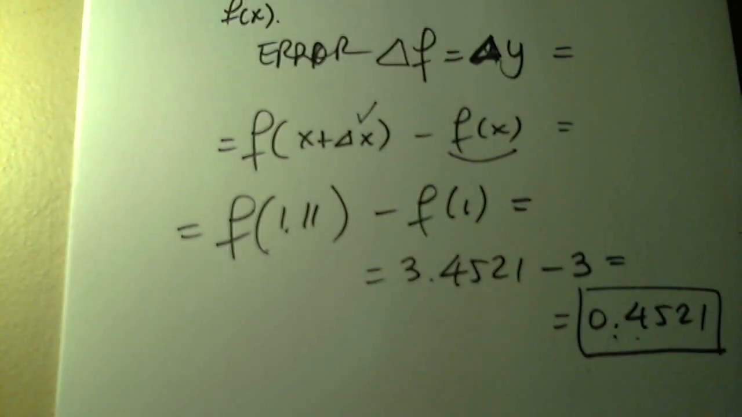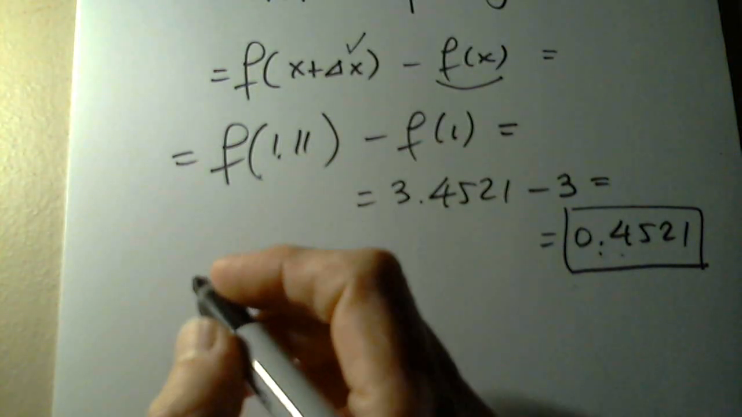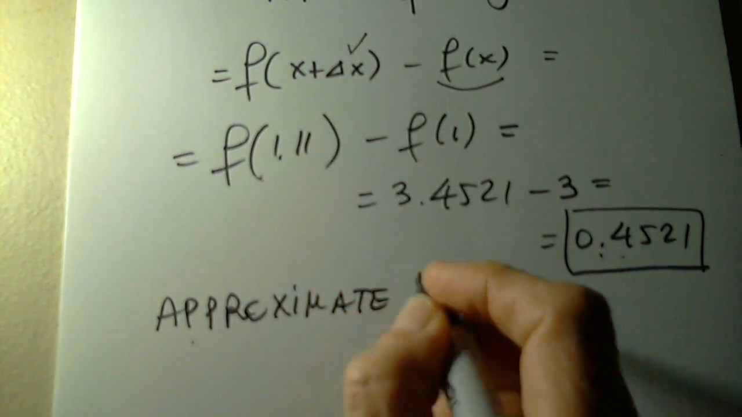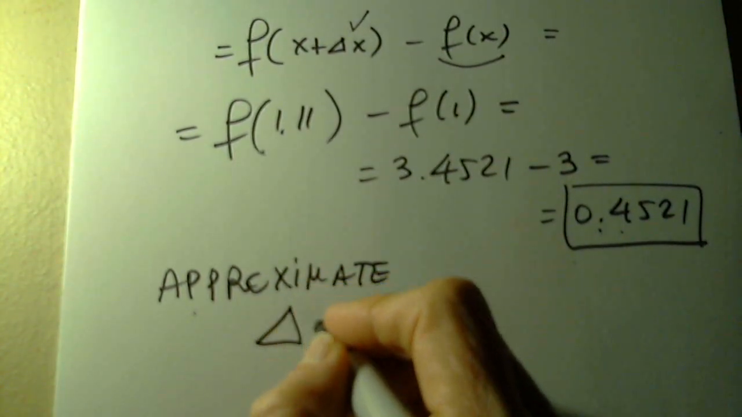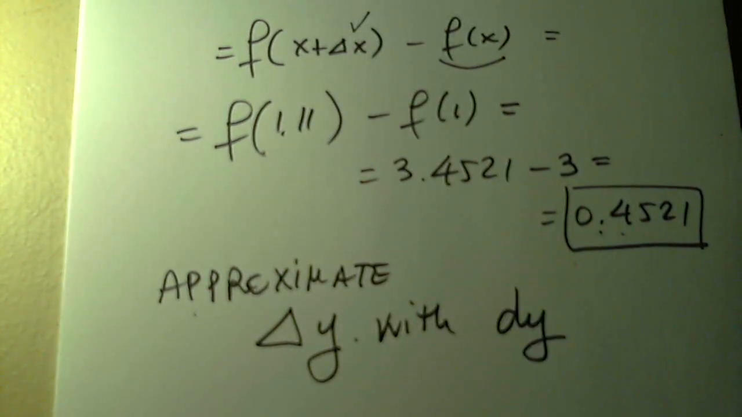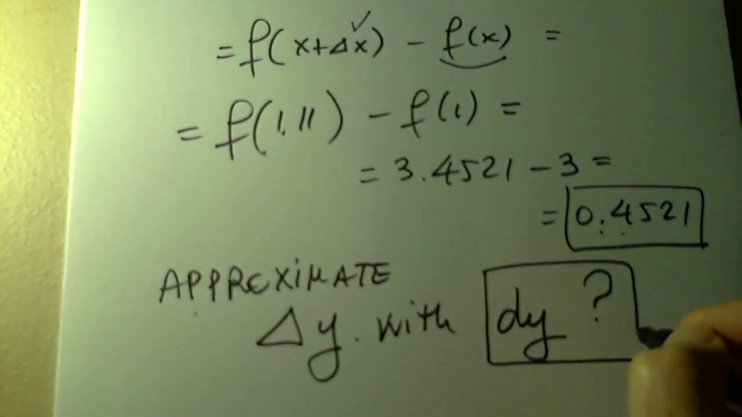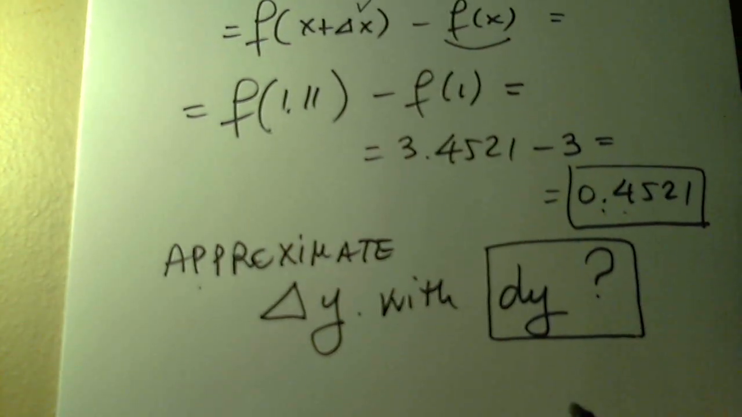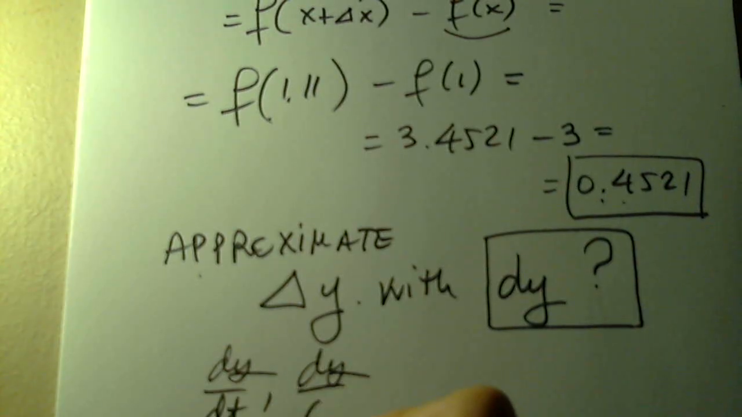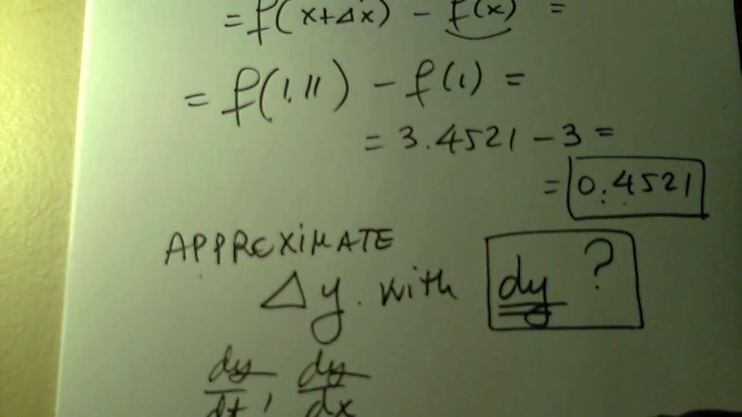Of course, this is not what we really want to do. What we really want to do is we want to approximate delta y with dy. And the question is, what is this? What is dy? We have not seen dy before. We've seen dy over dt or dy over dx, but we've never seen dy by itself before.